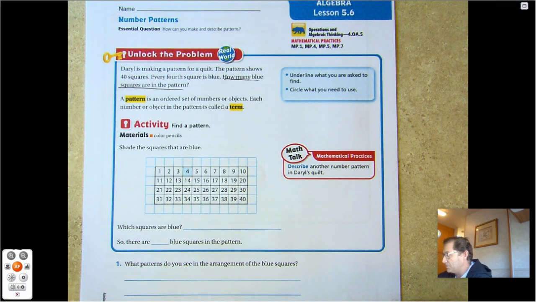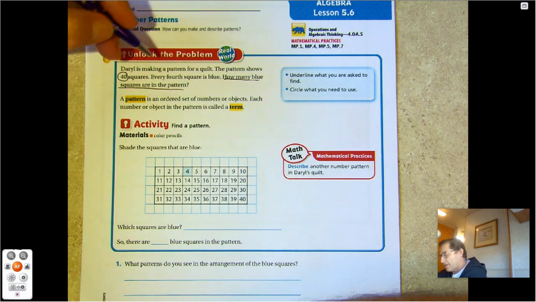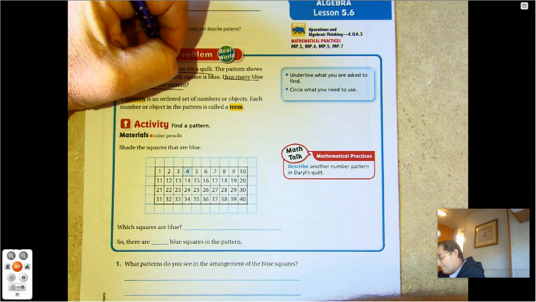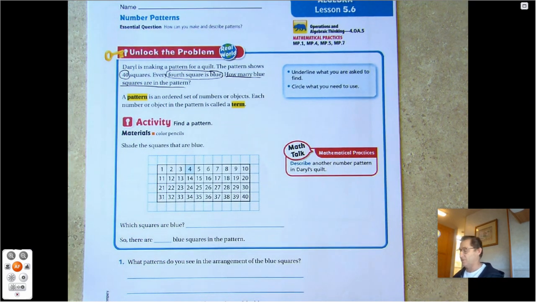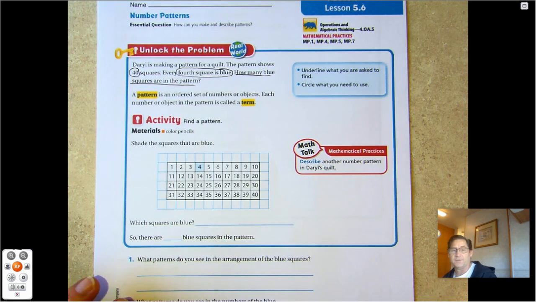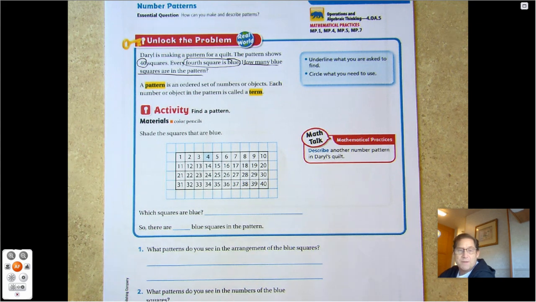What do we need to use? Well, we need to know that the pattern has 40 squares. And we also need to know that every fourth square is blue. Okay, so not all the squares are blue. Every fourth one is blue. So a pattern is an ordered set of numbers or objects. Each number or object in the pattern is called a term.